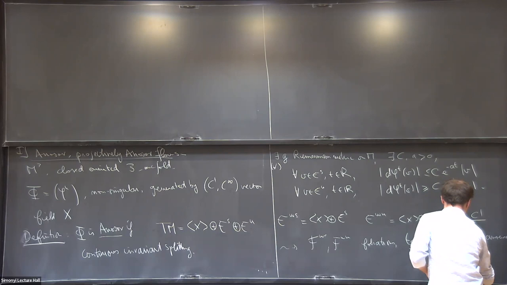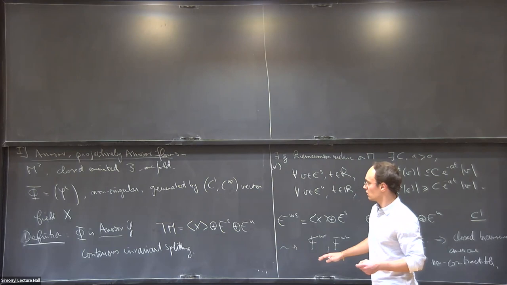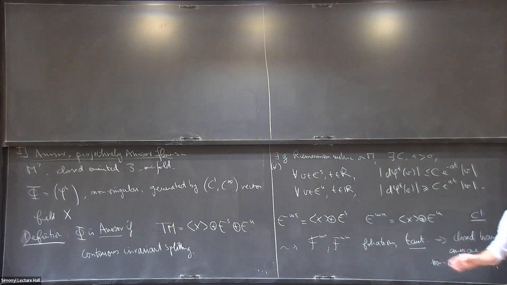Is X fixed? Here I'm fixing phi and X. Is X fixed under the Anosov flow? Yeah, X is the vector field generating the flow.